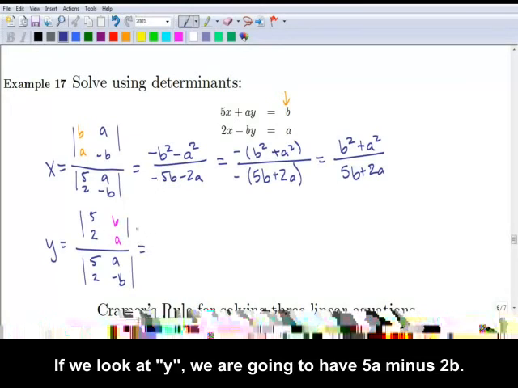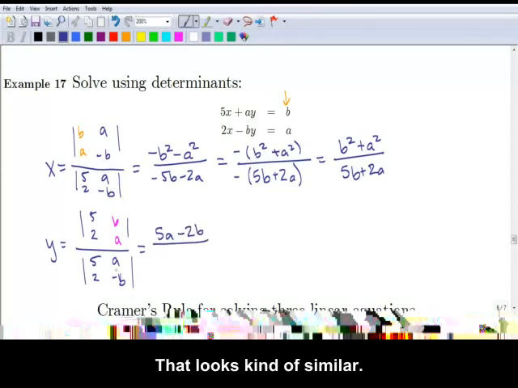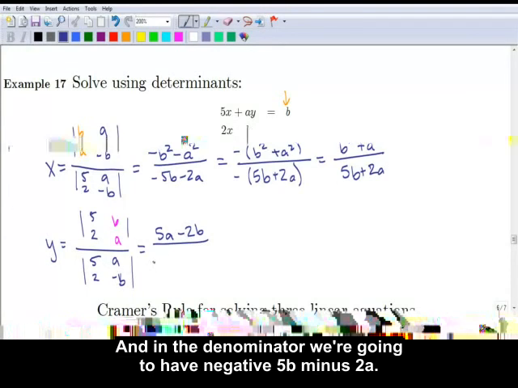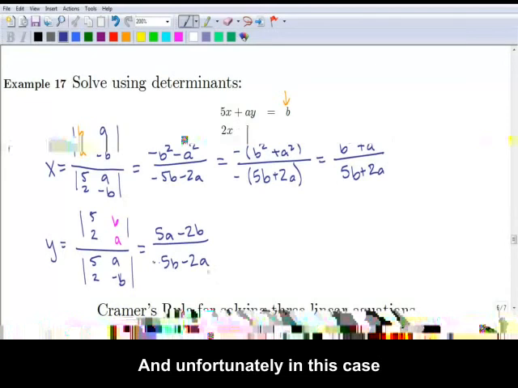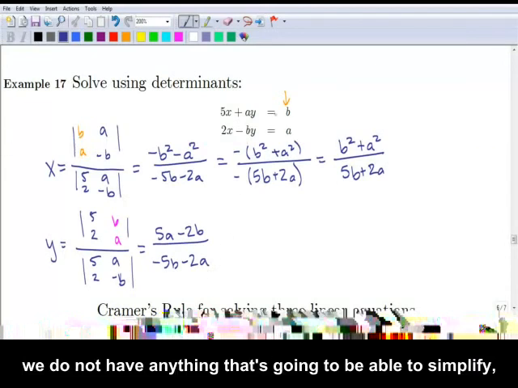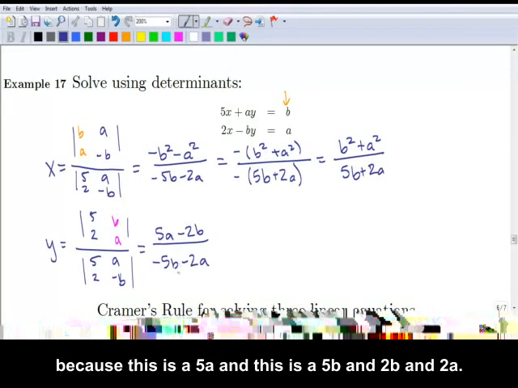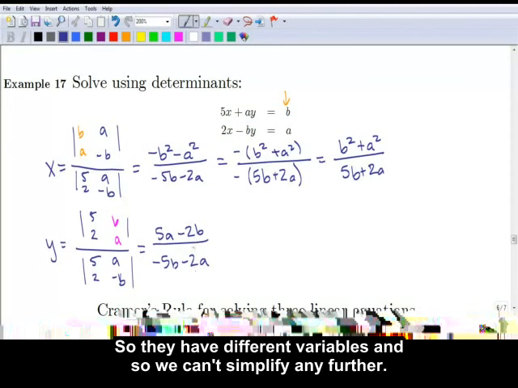If we look at y, we are going to have 5a minus 2b. That looks kind of similar. And in the denominator, we're going to have negative 5b minus 2a. And unfortunately, in this case, we do not have anything that's going to be able to simplify because this is a 5a and this is a 5b and 2b and 2a. So they have different variables, and so we can't simplify any further.